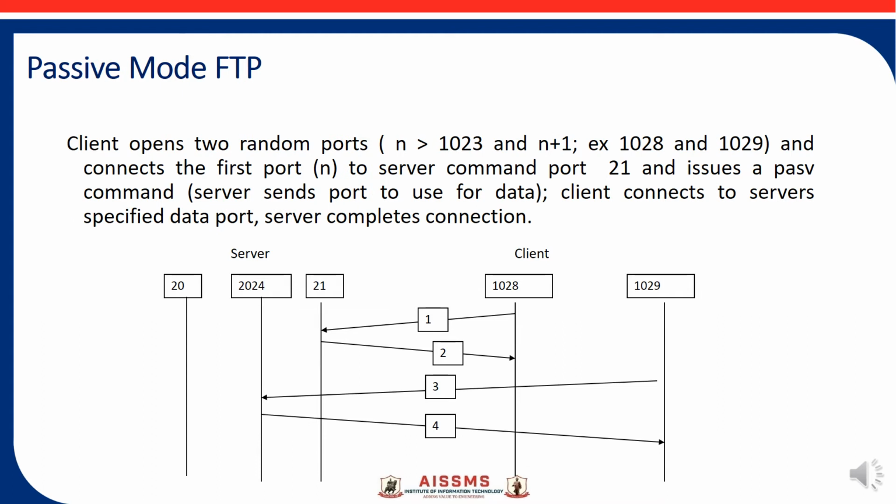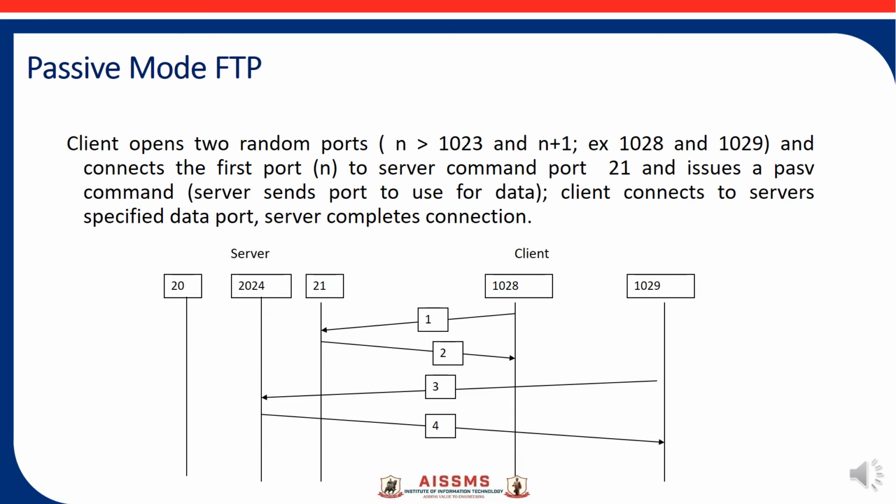The other type is passive mode FTP. In this again there are two ports on the client side, and we will add another port on the server side instead of 20 and 21. The client connects its first port N to the server command port 21 for the connection establishment, and it issues the PASV command. In this passive command, the server sends the port to use for the data, and then the client connects to the server specified data port, and the server completes the connection.